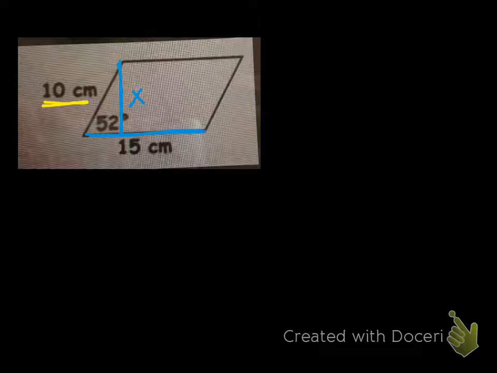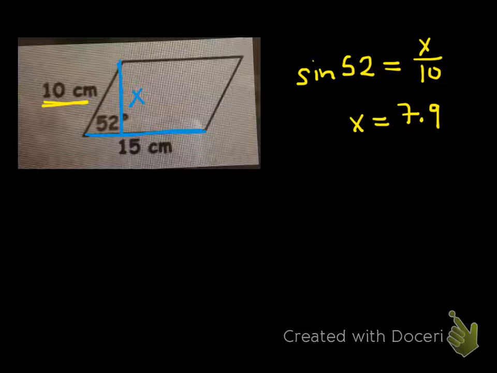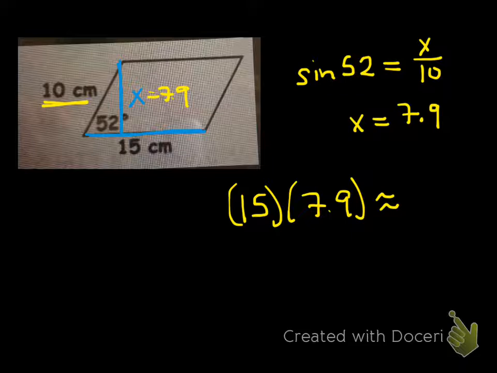So we are going to do sine of 52 is equal to x over 10. So that means that x is approximately 7.9. Then we're going to do 15 multiplied by 7.9, and that gives us approximately 118.2 centimeters squared.